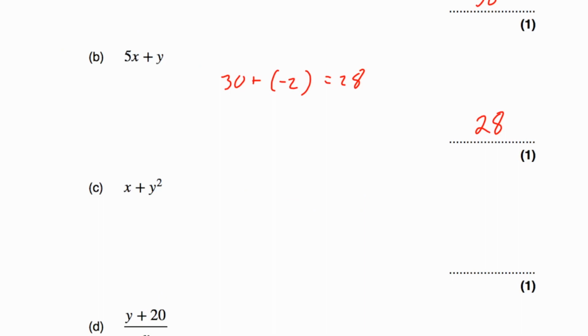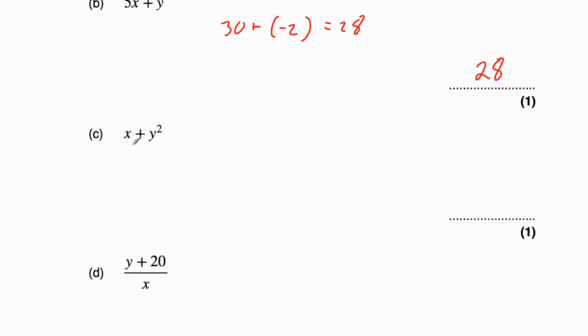Okay, our next question. We've been asked to find the value of x plus y squared. So x was equal to 6 and y is equal to negative 2. We've been asked to work out the value of x plus y squared. So we've got x, which is 6, plus, and then we've got y squared. So we've got minus 2 squared.